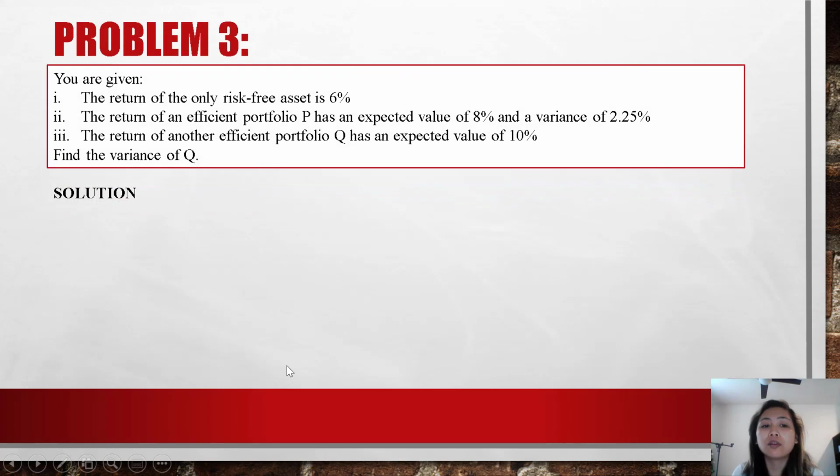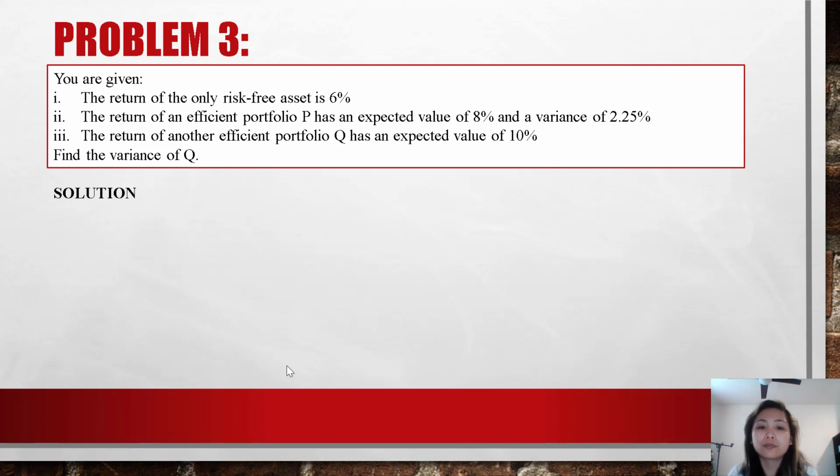Problem 3. You are given that the return of the only risk-free asset is 6%. The return of an efficient portfolio P has an expected value of 8% and a variance of 2.25%. The return of another efficient portfolio Q has an expected value of 10%. Find the variance of Q.